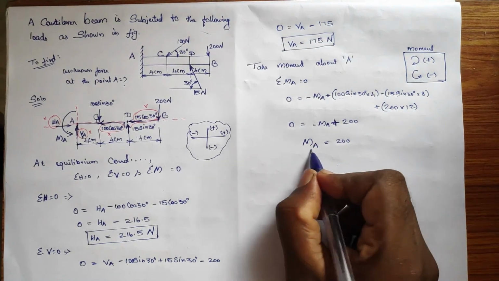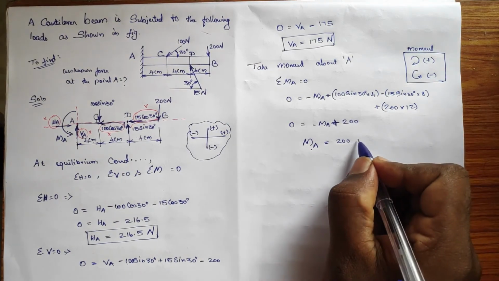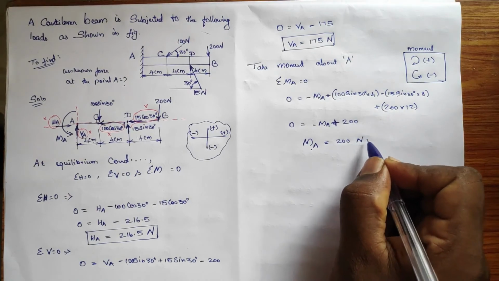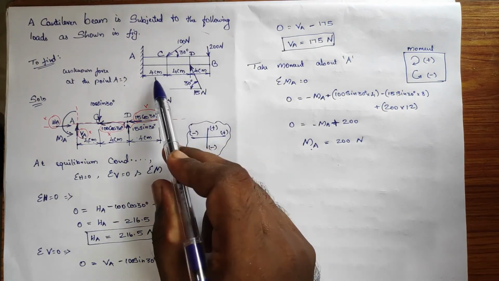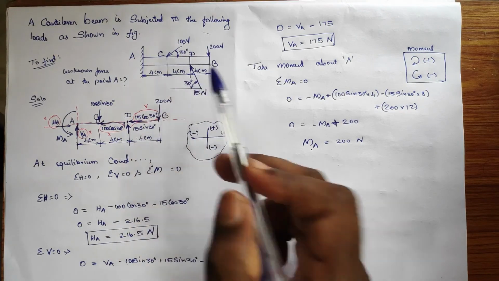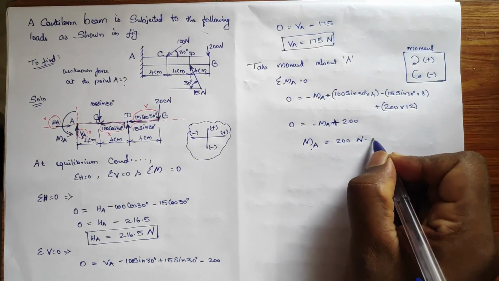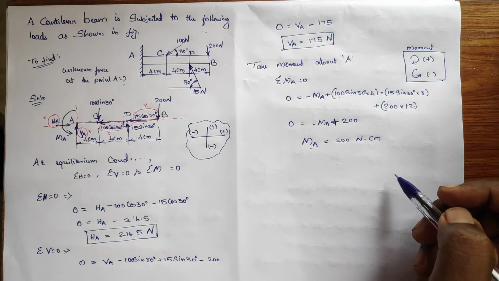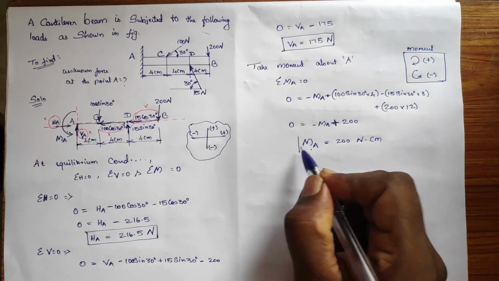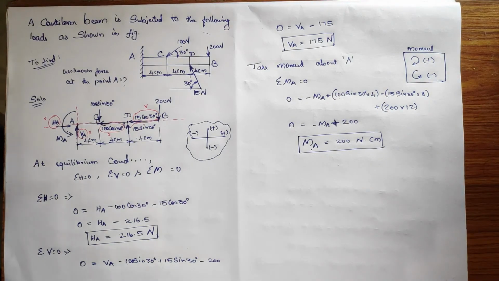What about the unit? A moment is force into distance, so its SI unit is Newton meter. Here all the distances have been mentioned in centimeters, so we should not put meter, but we have to put centimeter, since we didn't convert anything. So this is the answer. All the unknowns have been identified at the point A.